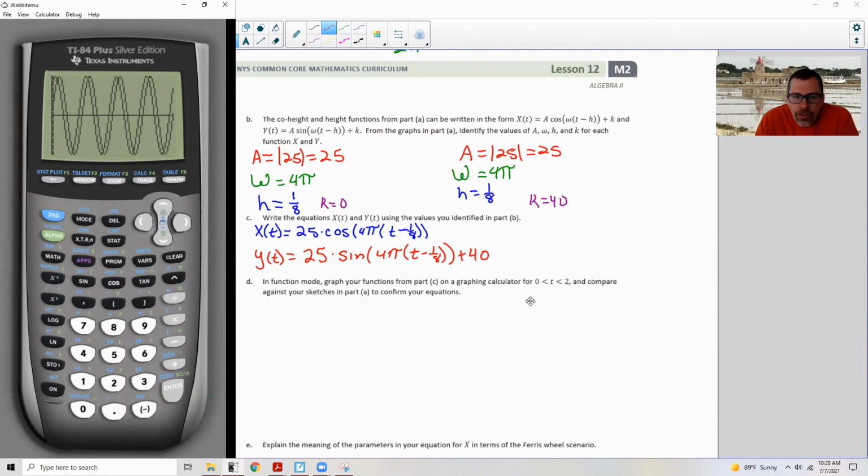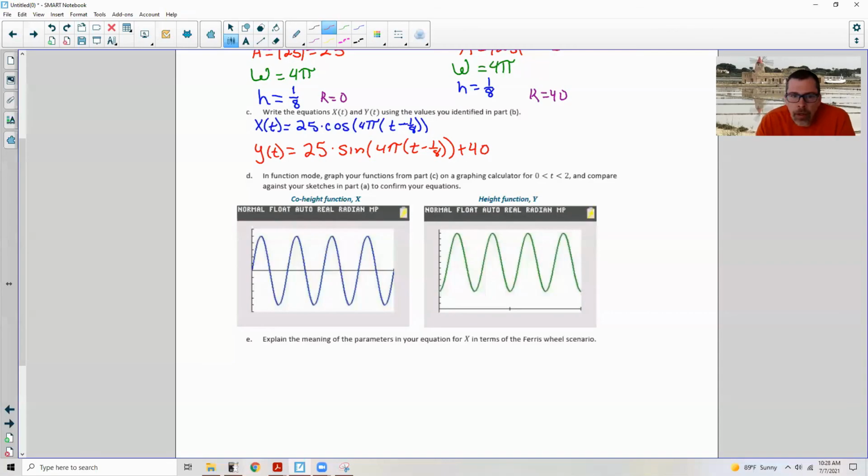And it says to compare against your sketches in part A to confirm your equations. Okay, so here's what they would look like if we graph them separately. The blue one is cosine and the green one is sine.